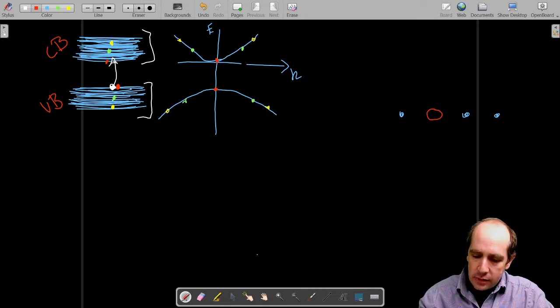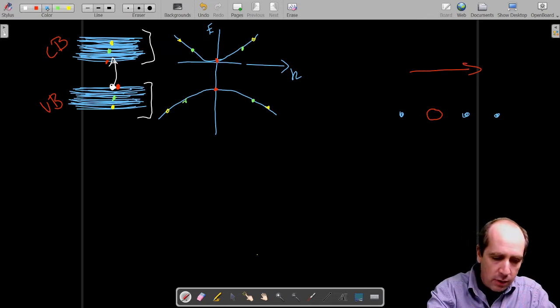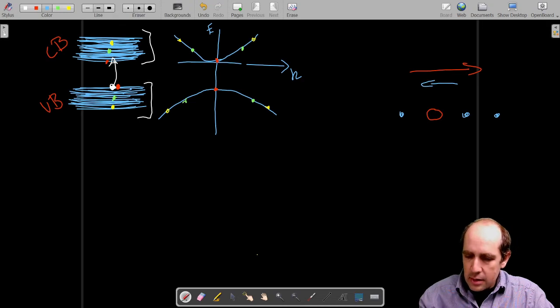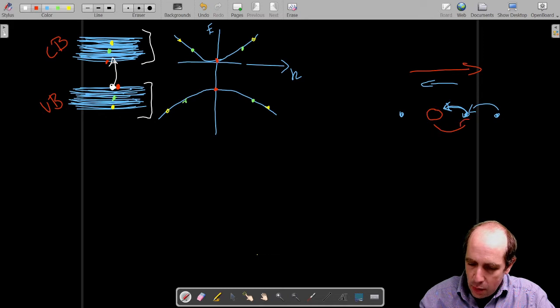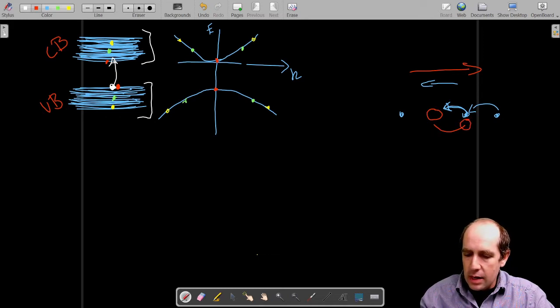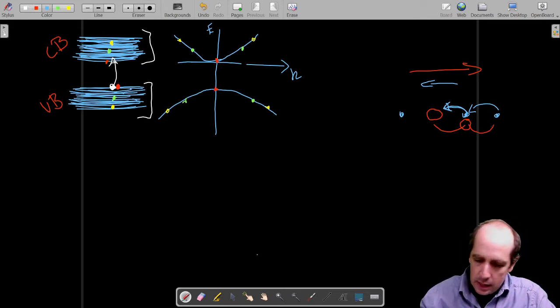So if I apply an electric field, let's say in this direction, this means that the electrons will feel a force in this direction. So this electron will try to hop into this vacant state. This one will try to hop into this vacant state. And effectively, when this electron hops over here, the hole will look like this positive charge has moved to this position. And eventually this one will move over to this position when this other electron tries to hop there.